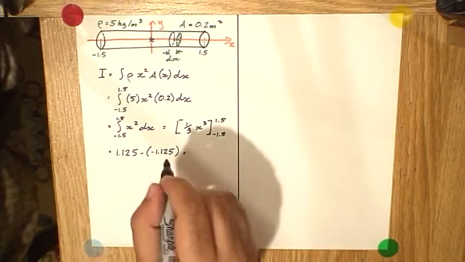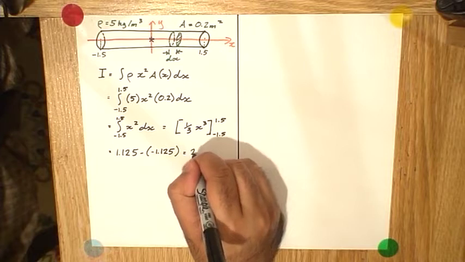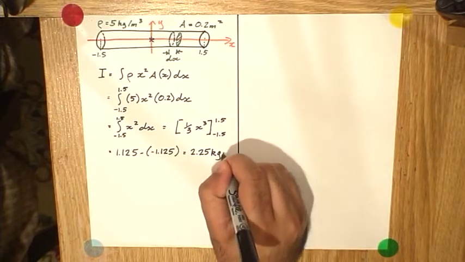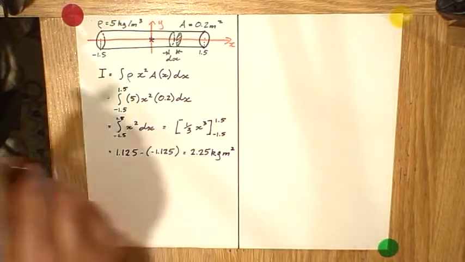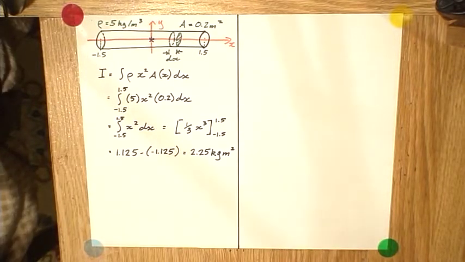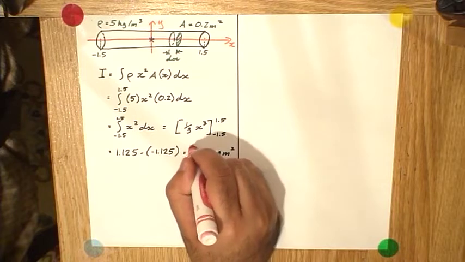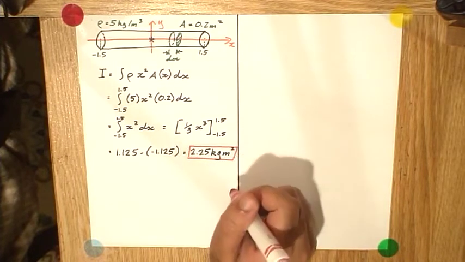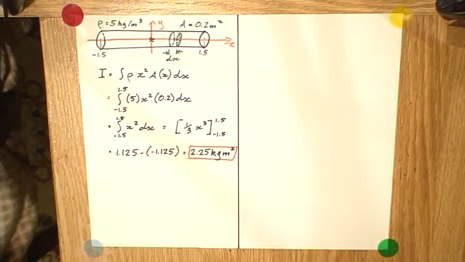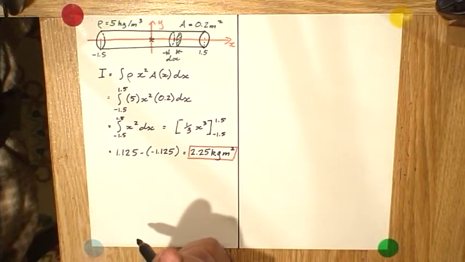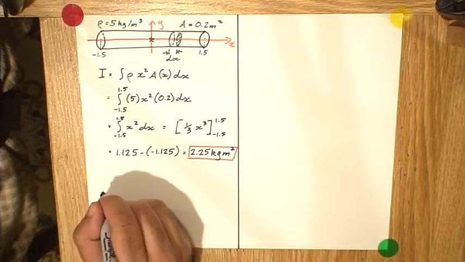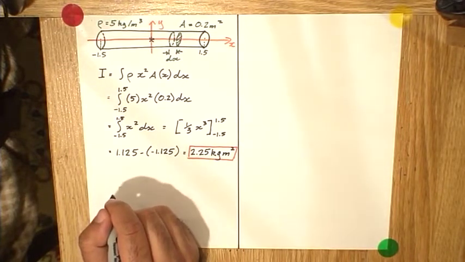(1.125) minus negative 1.125 gives us 2.25 kilograms meters squared. So this is the moment of inertia of this rod. This is the relative measure of how difficult it is to set this rotating. And we can confirm this value using the formula that was given in the book.